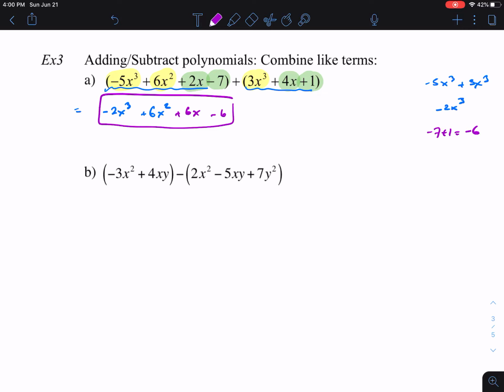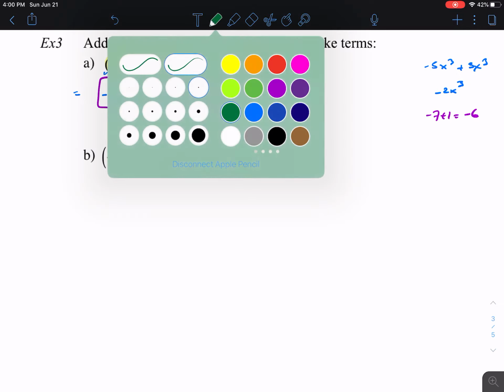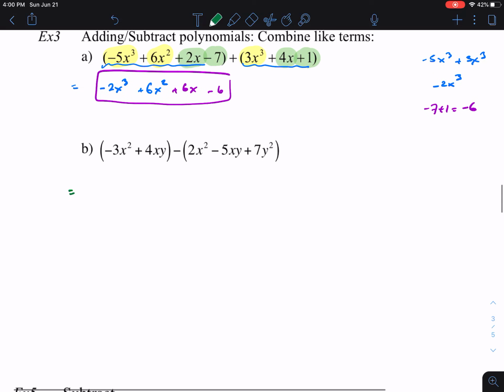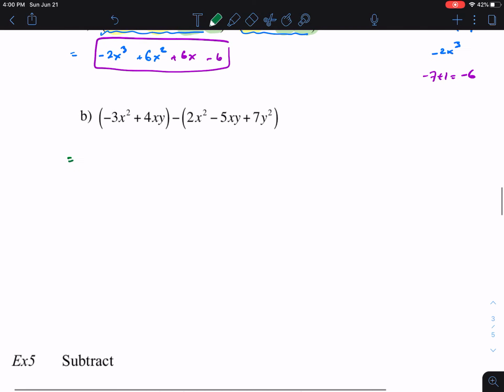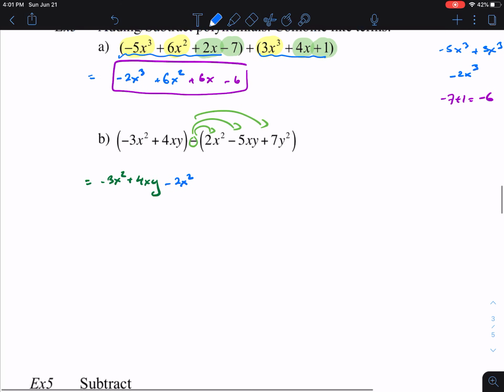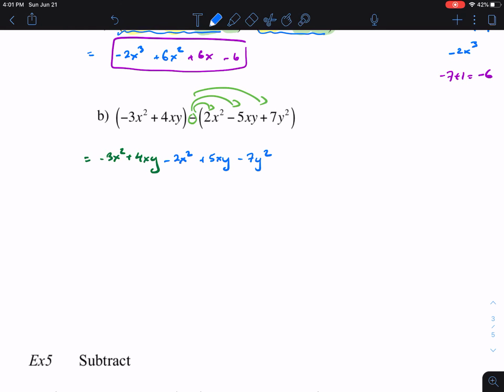We can also subtract them. Subtraction is a little bit trickier because when you subtract a polynomial, you are literally subtracting a quantity. So in this case, we need to rewrite the problem with the negative sign distributed to these terms, so that when we add them, we don't make mistakes with the sign. Okay, so negative 2x squared plus 5xy minus 7y squared.